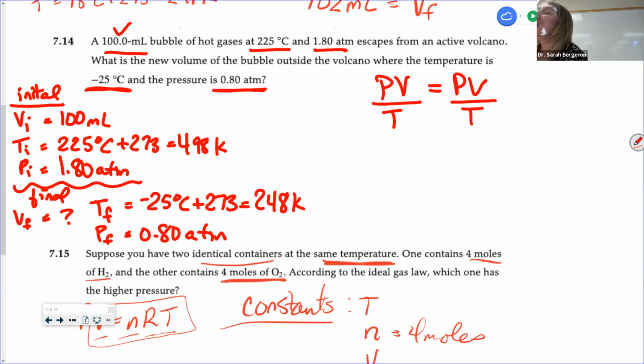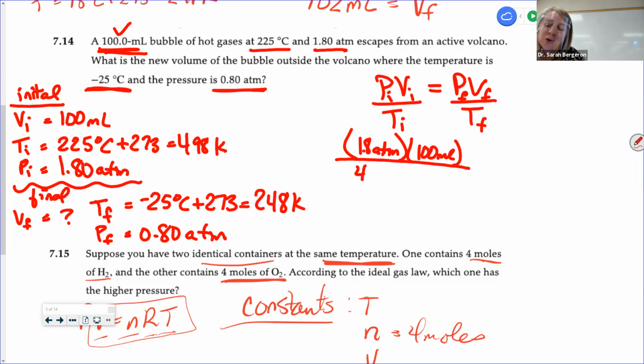Do we get rid of anything? No, we don't. We have to use it all, and that's cool. Okay, so let's do the initial first. My pressure is 1.8 ATM. My volume is 100 milliliters, and it's actually 3 sig figs on the 100 milliliters, over my temperature initial, which is 498 Kelvin.